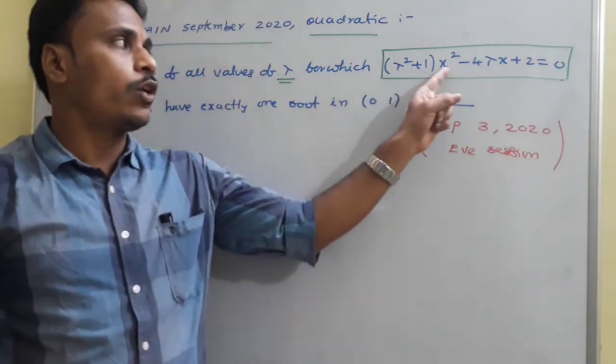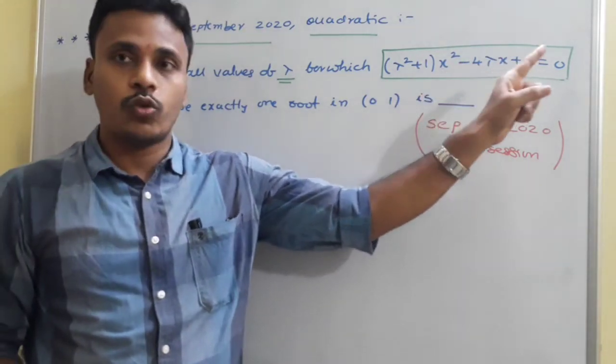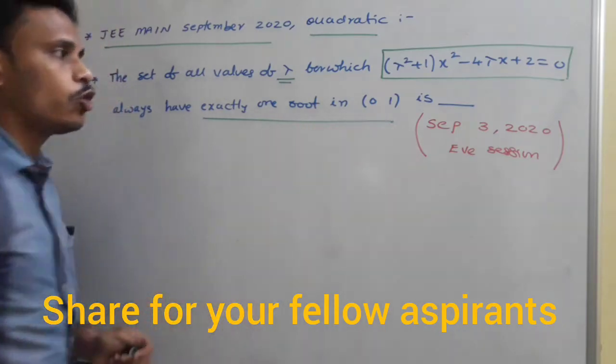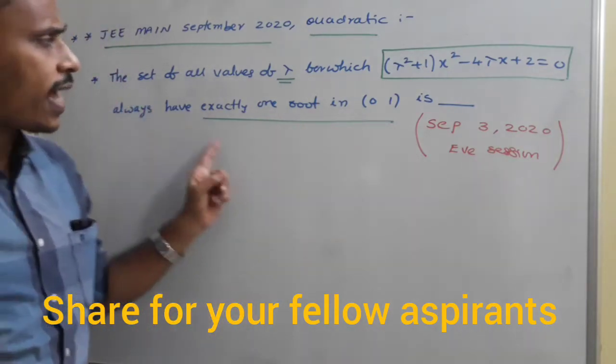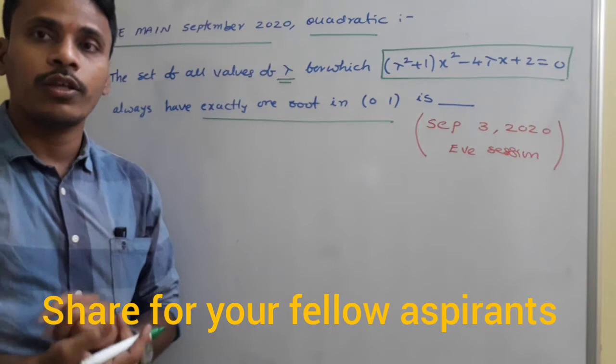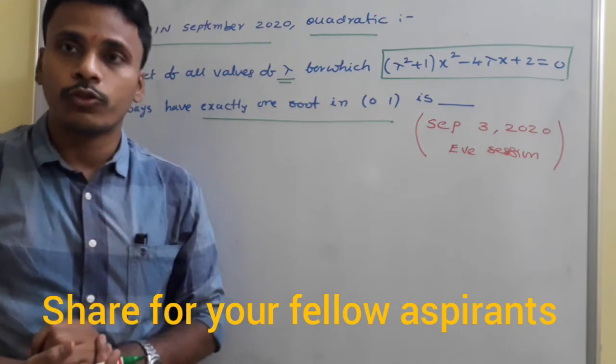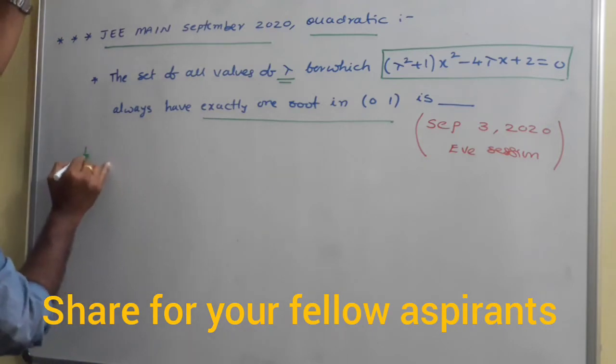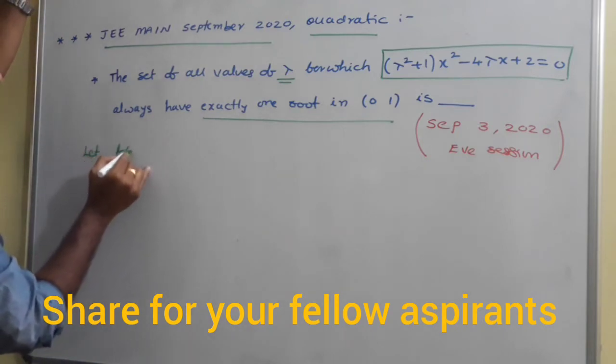(lambda square plus 1) x square minus 4 lambda x plus 2 is equal to 0 has exactly one root in the interval 0 to 1. As they mentioned, it has exactly one root in the interval 0 to 1. Usually we answer these types of problems using what? Graphs, quadratic graphs.